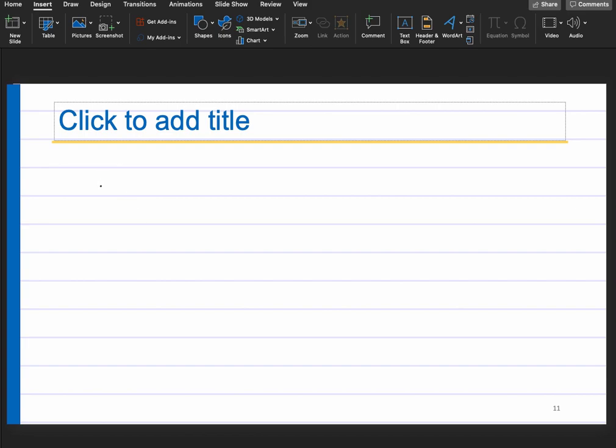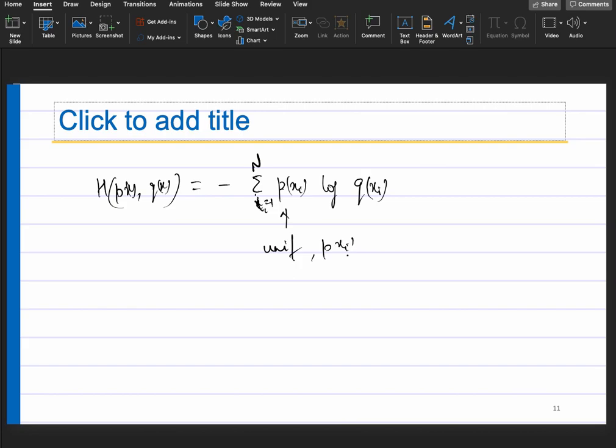Let me do it for you. H of px comma qx is equal to minus summation over x of, let's say, summation over i p of xi log q of xi. I can always choose, let's say, p of x as my uniform distribution. Which means, let us say I can take n values. Then this will become 1 upon n. This means p of xi is equal to 1 upon capital N for all i. Now this formulation becomes summation over 1 over n log of q of xi.